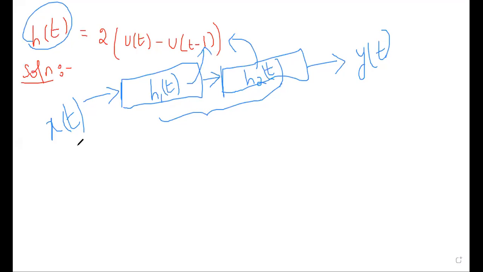So can anybody tell me what is my final h(t) as per the block diagram? What is my final h(t)? Final h(t) is equal to h1(t) convolution with h2(t).